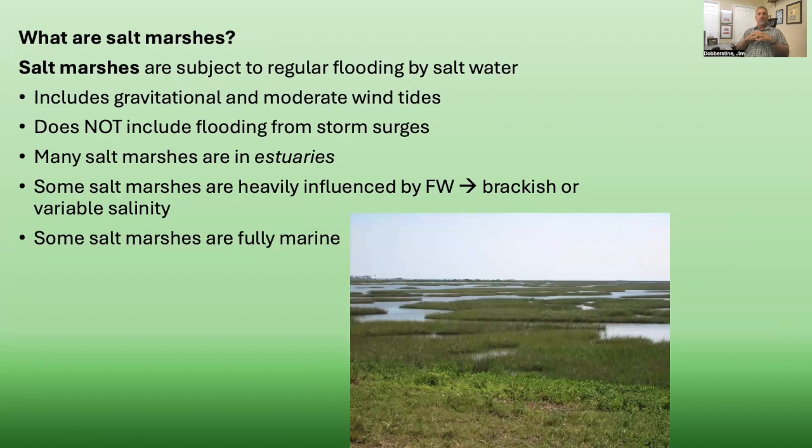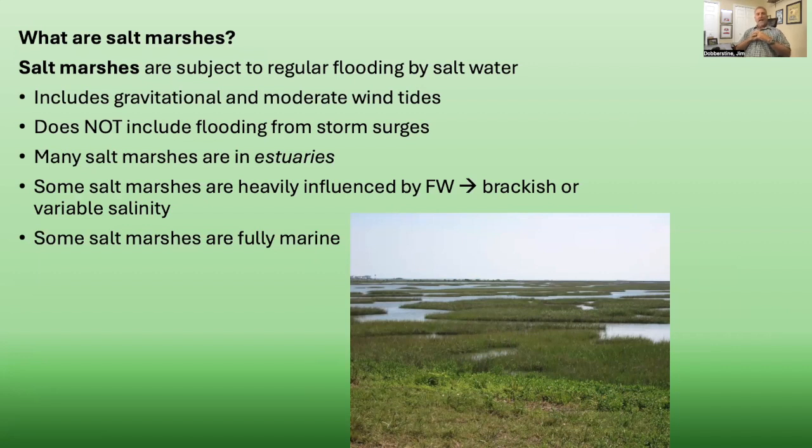Whereas the regular tide flooding does impact where these communities fall out, and it shapes the type of species that are there. Many salt marshes are in estuaries or estuarine environments, meaning they might see salinities that vary.